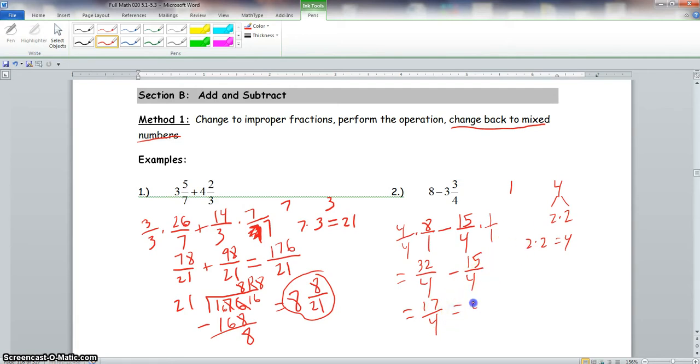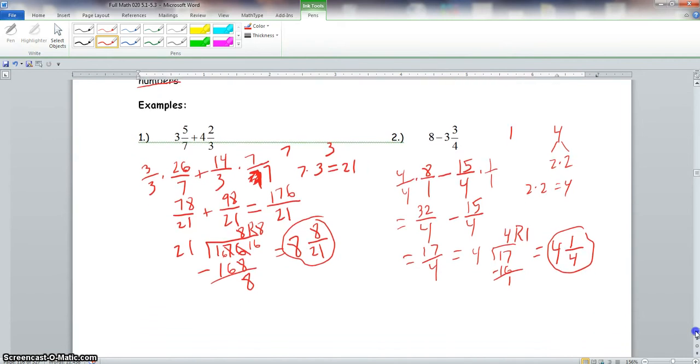So now we take 4 into 17. 4 goes into 17 4 times. And 17 minus 16 is 1, with our remainder of 1. So our integer is 4. Our denominator stays 4. And our numerator is the remainder. And we're done. So that's 4 and 1/4.